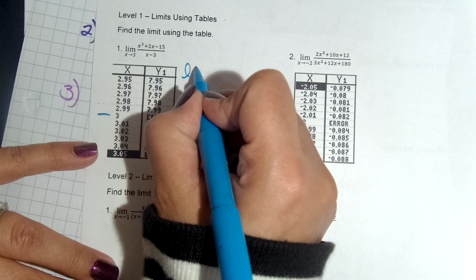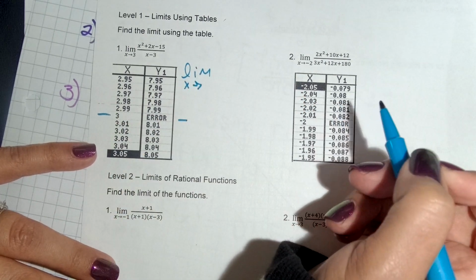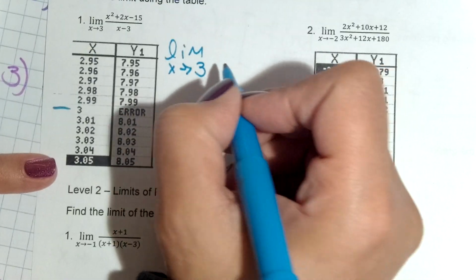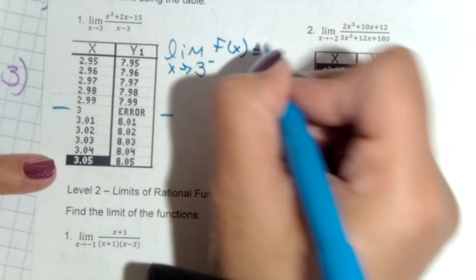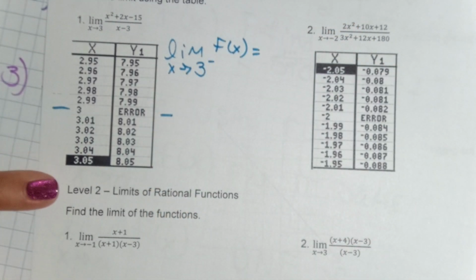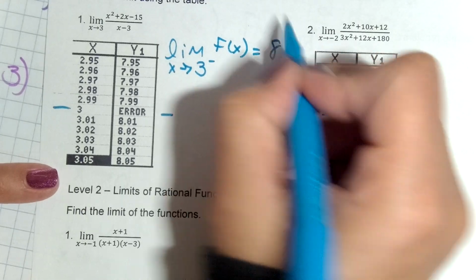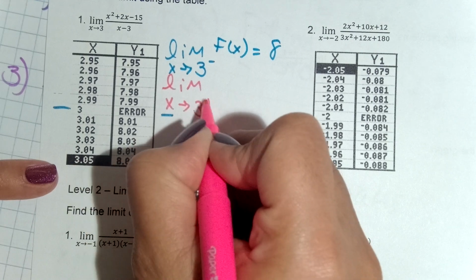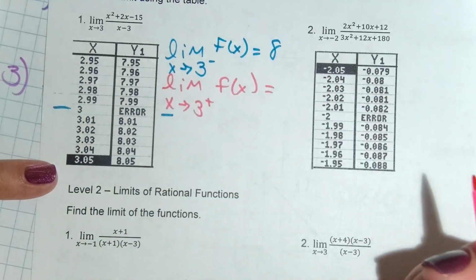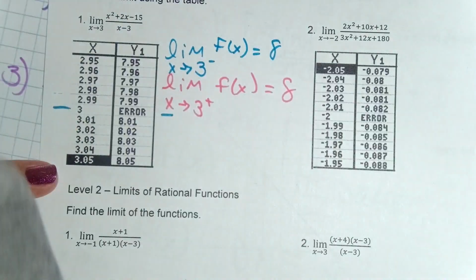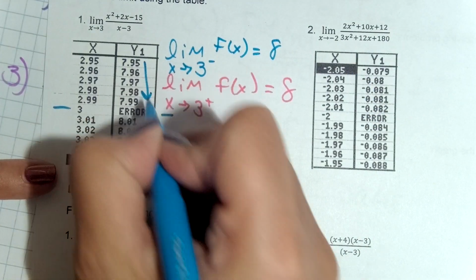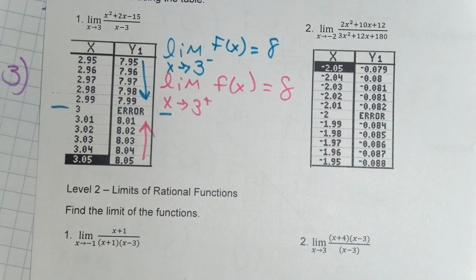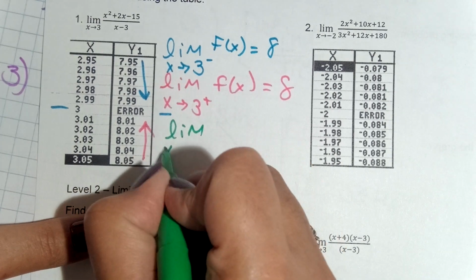So we need the limit as x approaches 3 from the left. What does that give me? 8. Are there any questions on that? Then we have the limit as x approaches 3 from the right. What does that give me? 8. So remember, this is from the left, this is from the right, which means, what is my regular limit? 8.